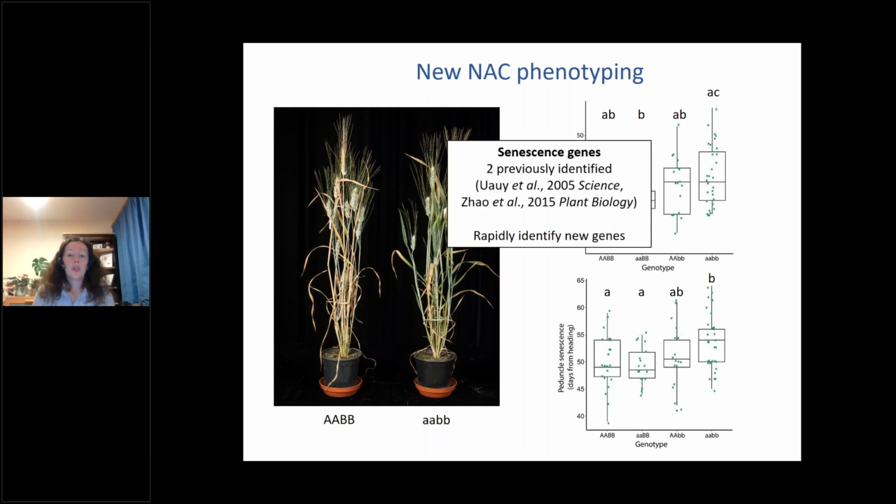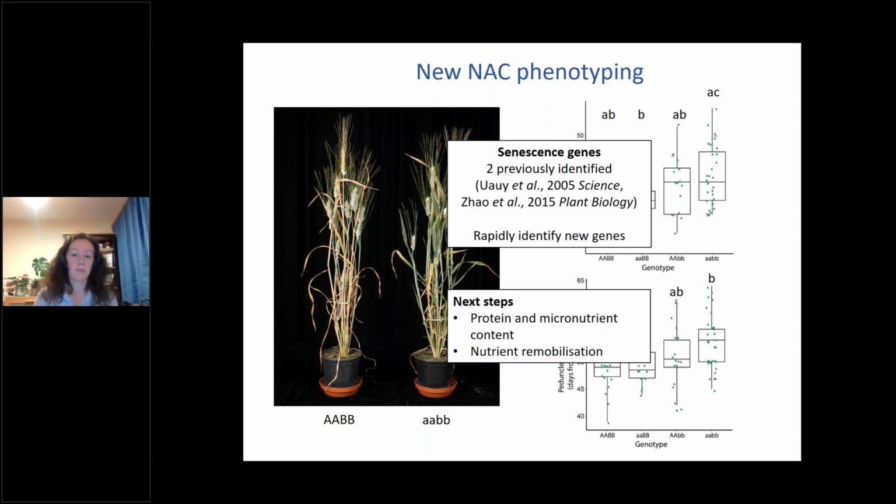So using this approach, we've gone from having 2 previously identified genes regulating senescence in wheat to being able to rapidly identify new genes such as this new NAC transcription factor. And our next steps are really to start looking at how these differences in senescence relate to protein and micronutrient content, and whether these changes in senescence also alter nutrient remobilization.